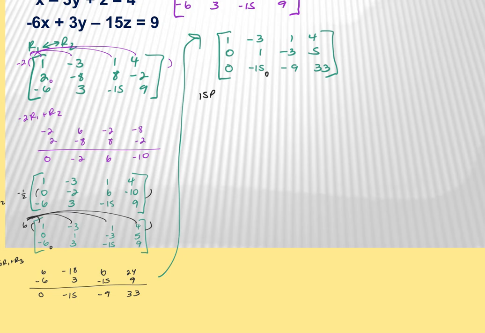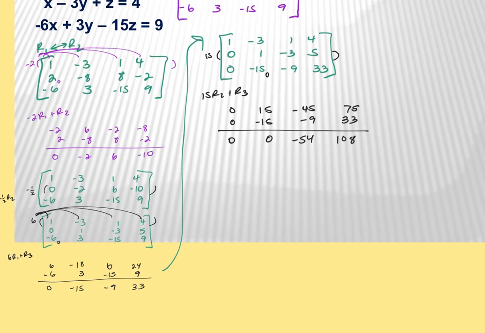So I'm going to do the 15 times row 2 plus row 3. So I'd get 0, 15, negative 45, and 75. And I'm going to add it to row 3. 0, negative 15, negative 9, and 33. 0, 0, negative 54, and 108. And that replaces row 3. 1, negative 3, 1, 4, 0, 1, negative 3, 5, 0, 0, negative 54, and 108.